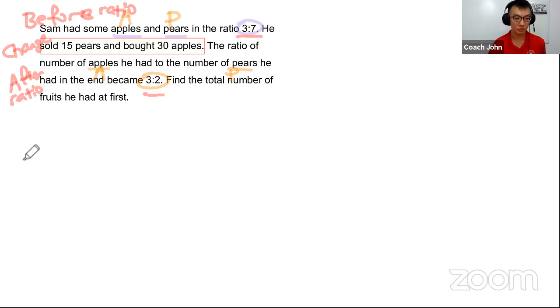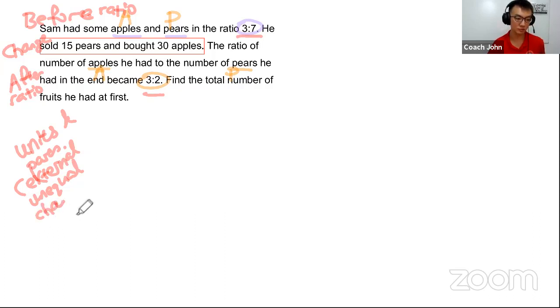Let me write down units and parts. Some call it external unequal change. I have heard of a name used by a kid, everything change. That also can, it's up to you. But I think external unequal change sounds better. Now, how do you solve units and parts?